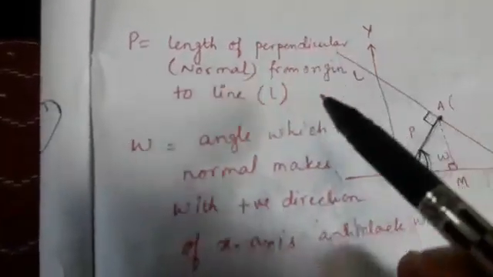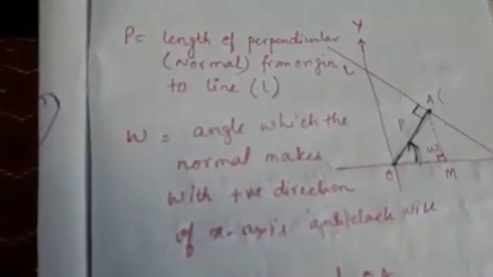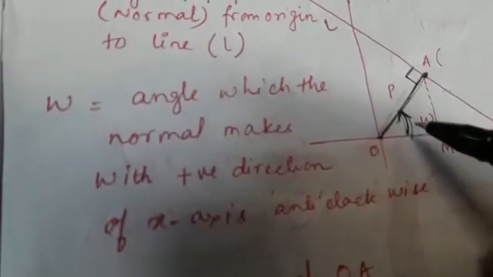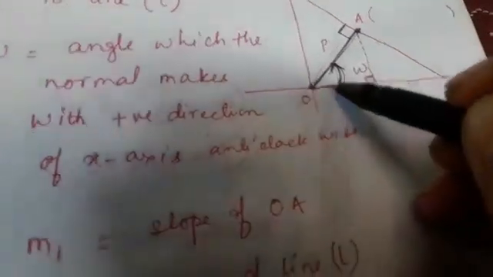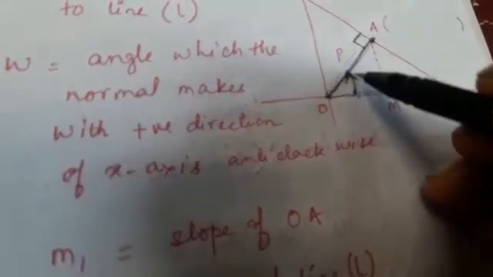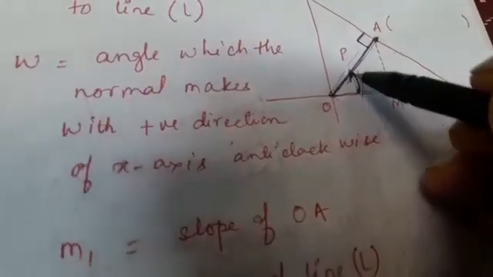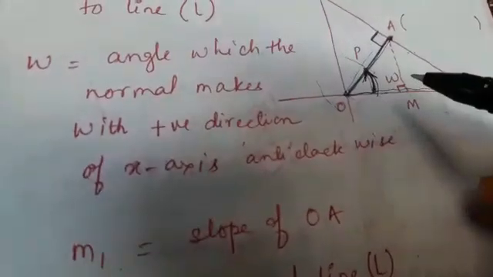See here in this figure, what is P? P is the length of the normal, that is the perpendicular from the origin to the line L. What is this omega? Omega is the angle which the normal makes with the x-axis, taking the anti-clockwise direction.